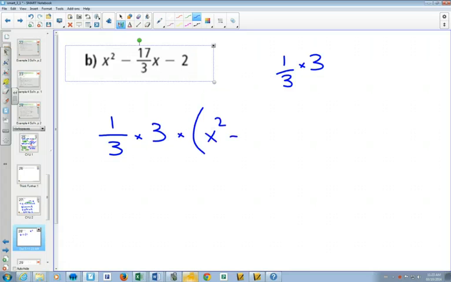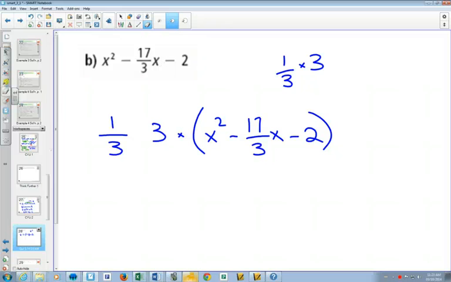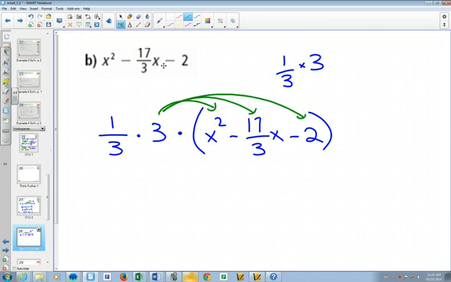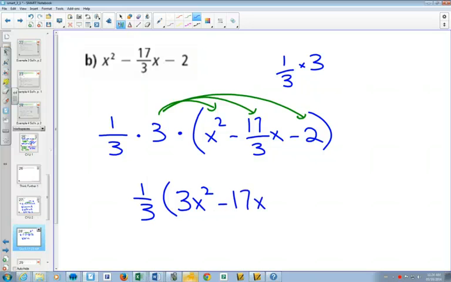I don't usually like using the little x's for multiplying, especially when there's x's in the question. You okay if I change those to dots? And now if we distribute the 3, we'll get 1/3 (3x squared minus 17x minus 6). Close that bracket.